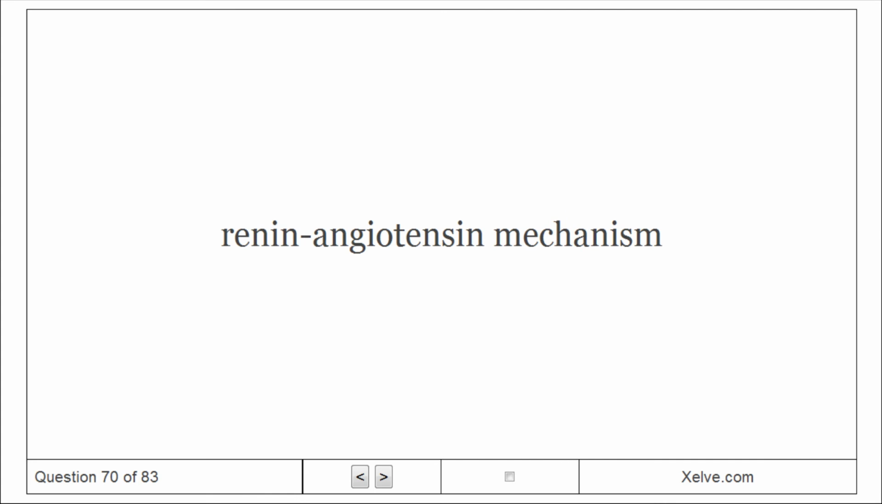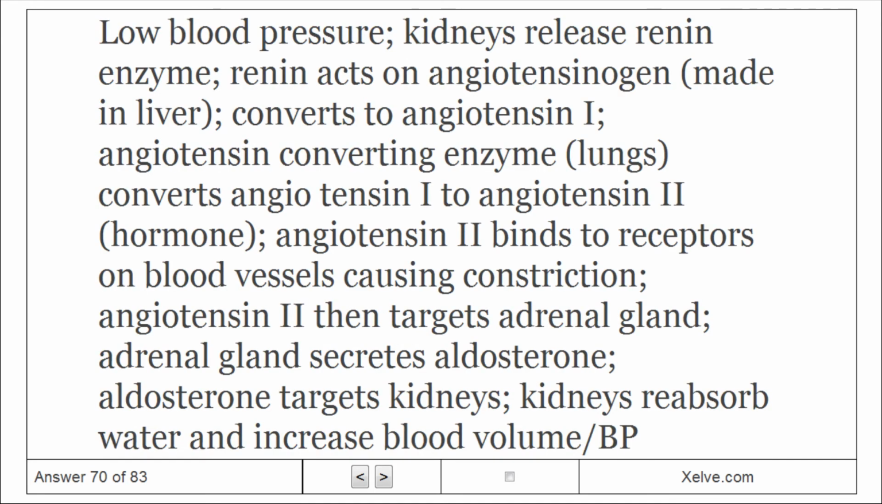Renin-angiotensin mechanism. Low blood pressure, kidneys release renin enzyme. Renin acts on angiotensinogen made in the liver, converting it to angiotensin I. Angiotensin converting enzyme in the lungs converts angiotensin I to angiotensin II. Angiotensin II binds to receptors on blood vessels, causing constriction. Angiotensin II then targets the adrenal gland. The adrenal gland secretes aldosterone. Aldosterone targets kidneys. Kidneys reabsorb water and increase blood volume and BP.